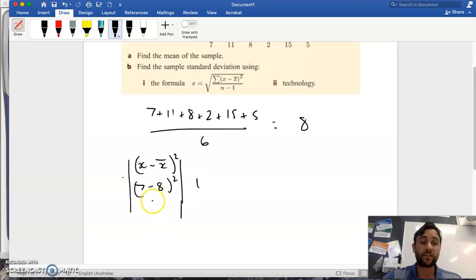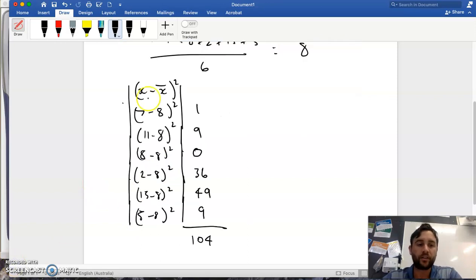Alright, I'm going to do that for each of the data values here for you now, and show you what I'm talking about. Now all I've done is I've put each individual value in, that xi, and worked out, hey, 11 take 8 is 3, 3 squared is 9. 2 take 8 is minus 6, minus 6 times minus 6, a minus times a minus becomes a positive, that is 36, etc. Then I've added up all of these values.